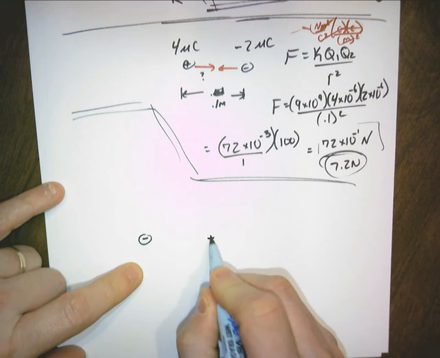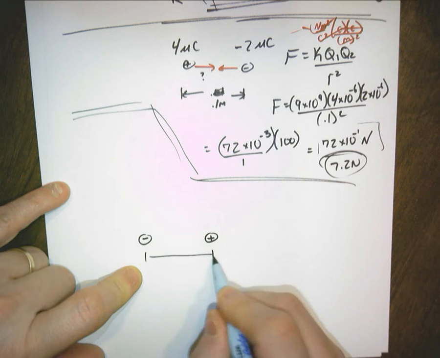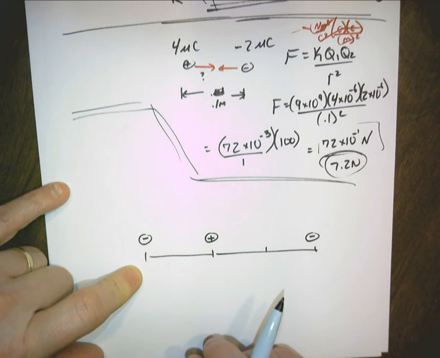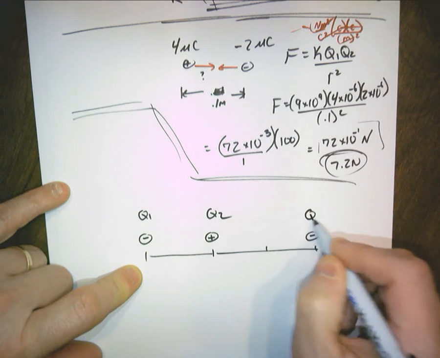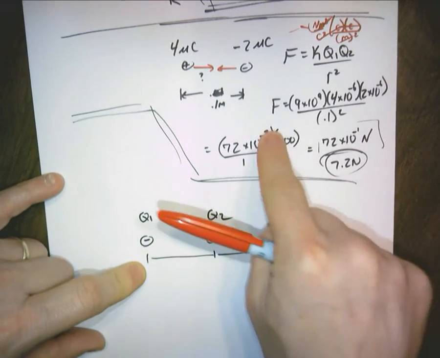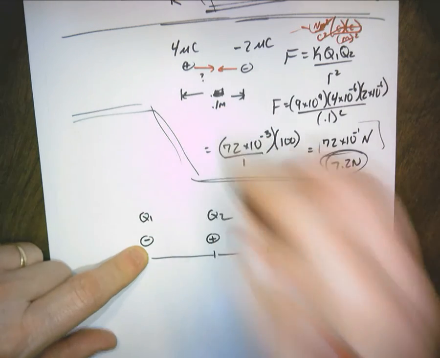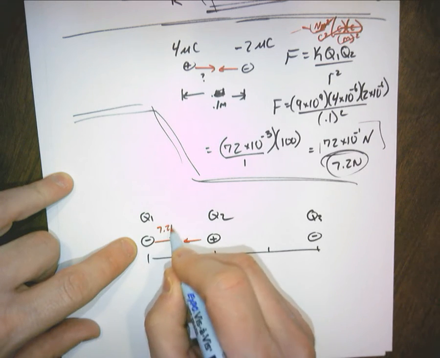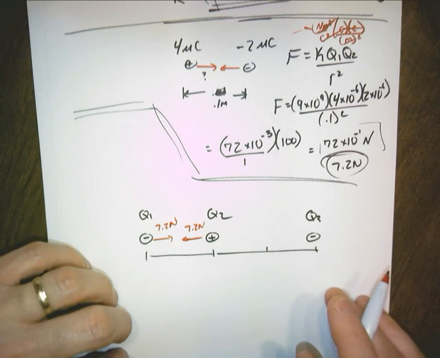You'll have a charge and a charge, and then maybe double the distance away you'll have a charge. Okay? And you might have Q1, Q2, Q3. Alright, you would do this math up here. Let's say it was 4 and negative 2 separated by 1. It was the same deal. And so you would see that it's 7.2 newtons of attractive force, because you would do all that math.